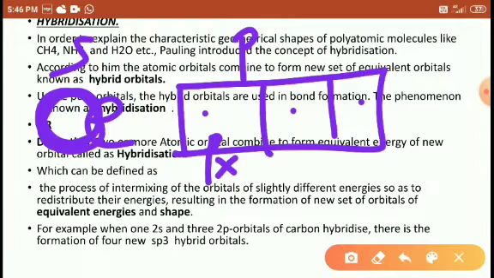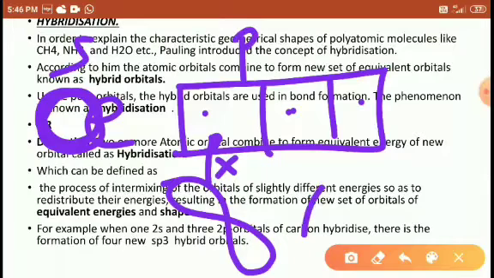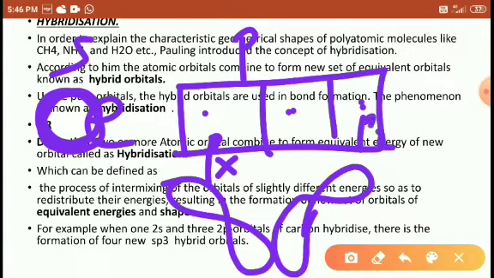Because electrons might be rotated in the x-axis direction, that is Px. Why is it Py? Electrons are rotated in the y-axis direction. Pz means electrons are rotated in the z-axis direction. So electrons are rotated in different directions. So these are the orbitals: Px, Py, Pz, and S.